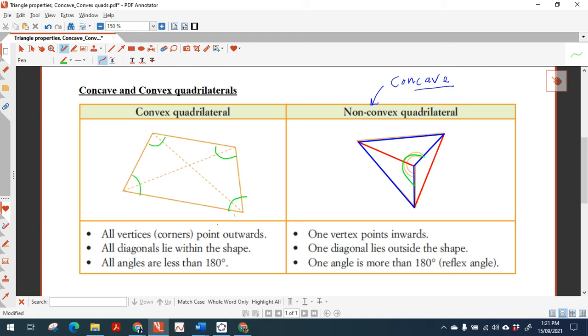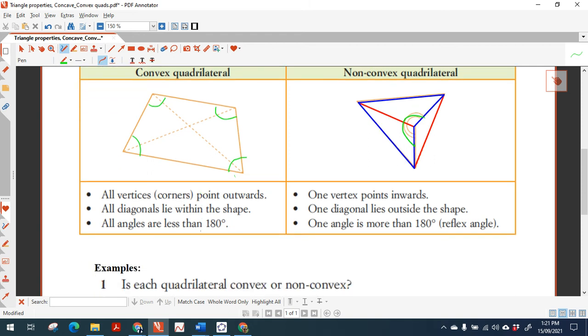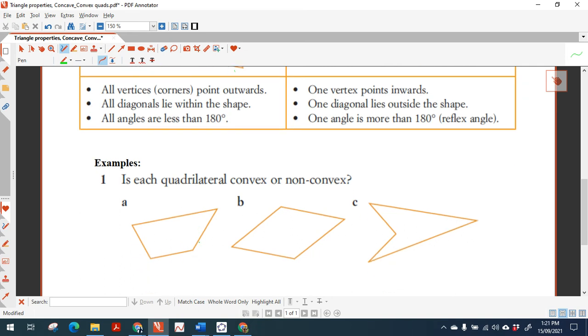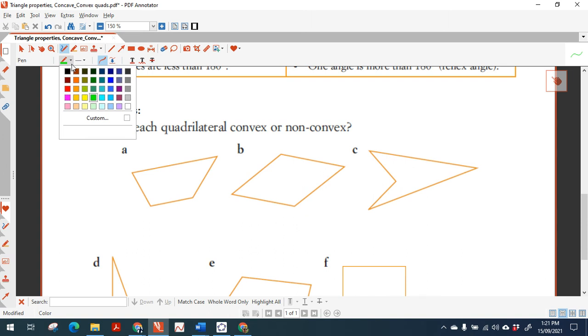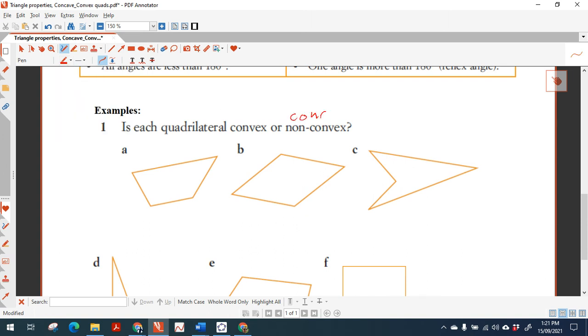All right, so there we go. So now we know how to tell the difference. Let's have a look at some questions. Now, in each quadrilateral, which is convex or non-convex? All right, now remember, non-convex is the same as the word concave, caving in, pointing in. So let's have a look. Which one is this? Is this one concave or convex? We can see all the corners are pointing out, so that's convex.